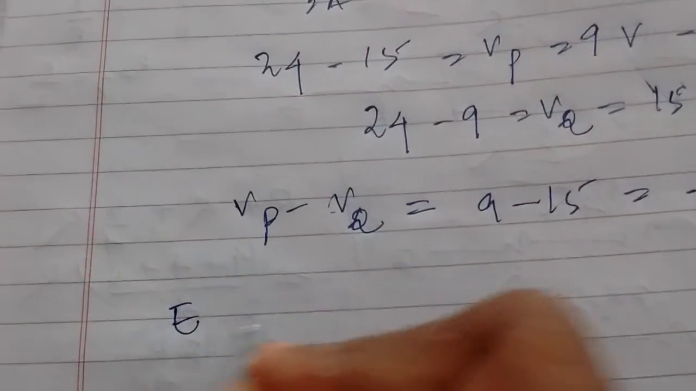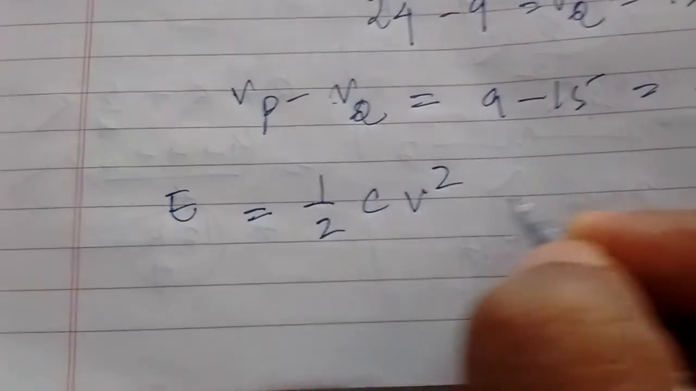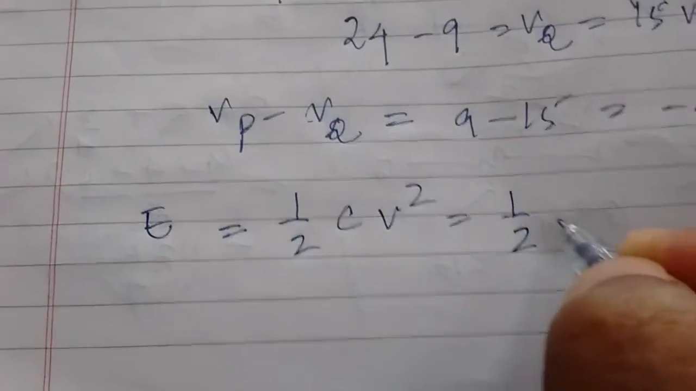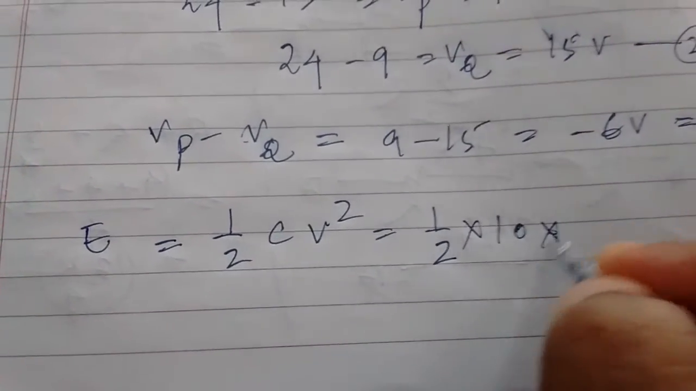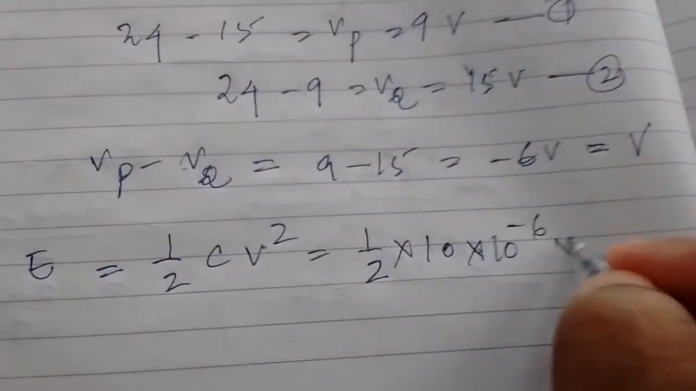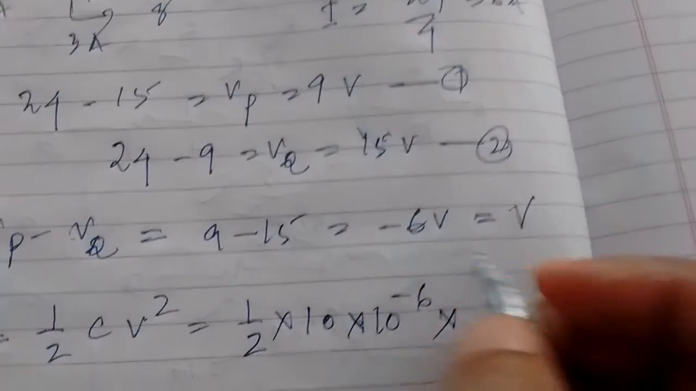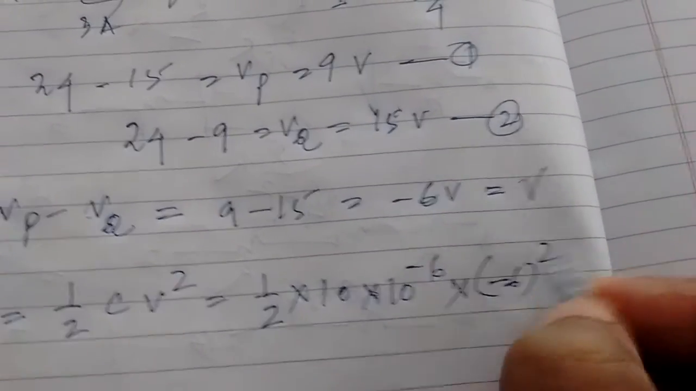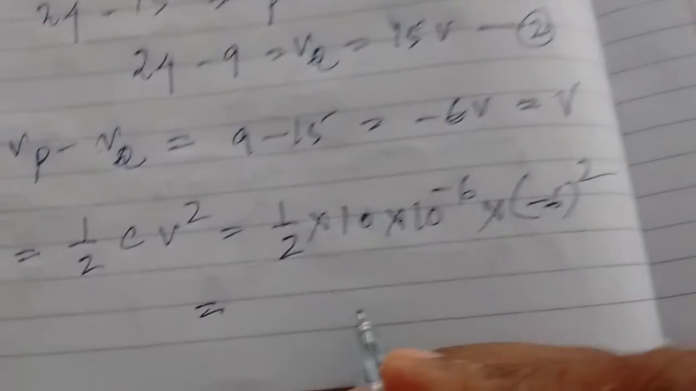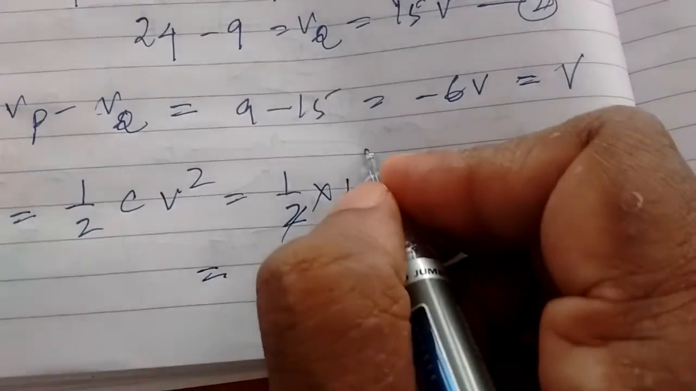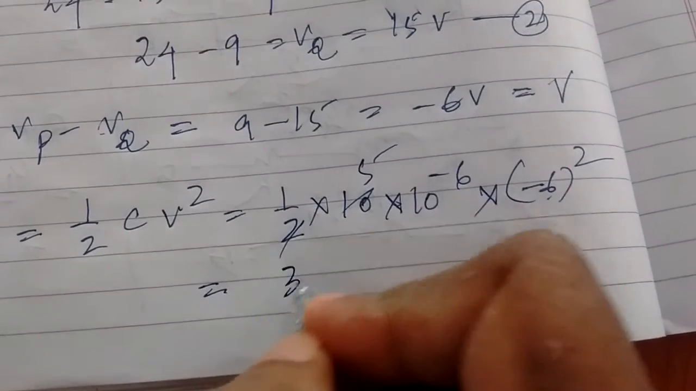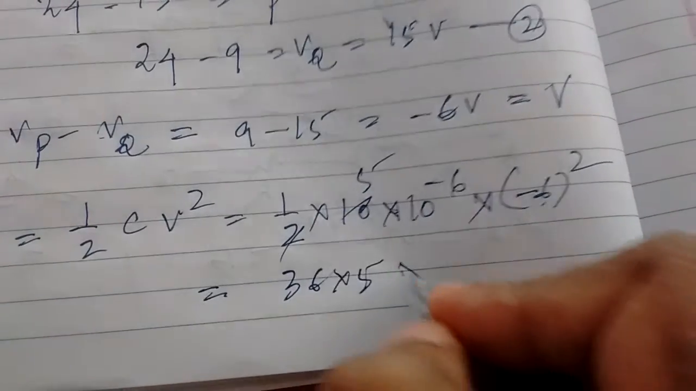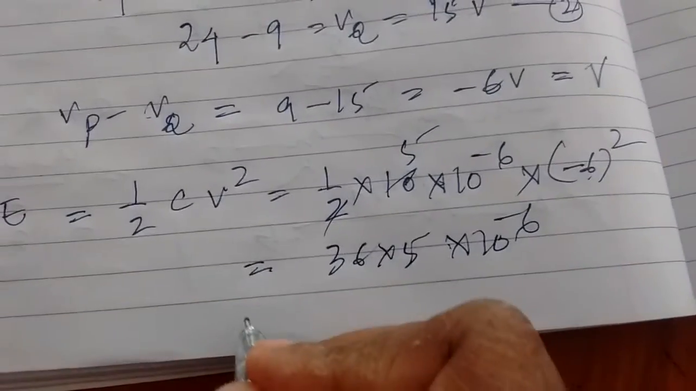So energy stored in the capacitor is equal to half C V square, is equal to half. The C value is given in the question, that is 10 microfarad. So 10 into 10 to the power minus 6 into V square. V is minus 6, so minus 6 square. This is equal to, this is 5, this is 36, 36 into 5 into 10 to the power minus 6.